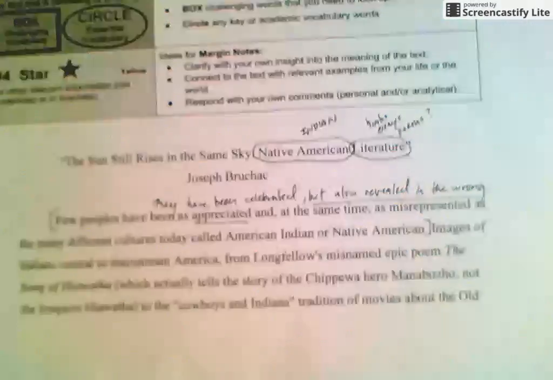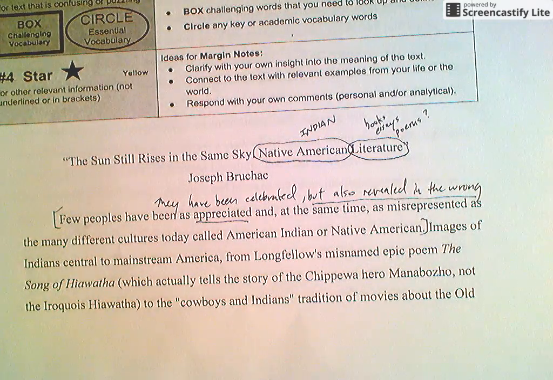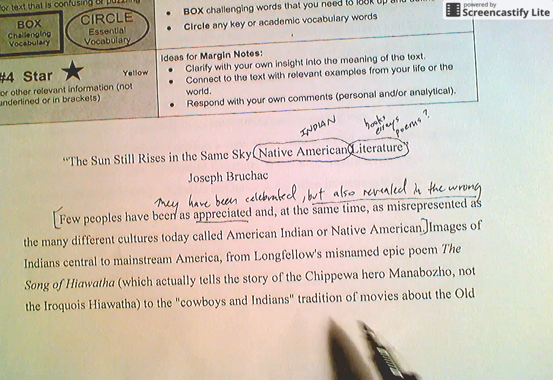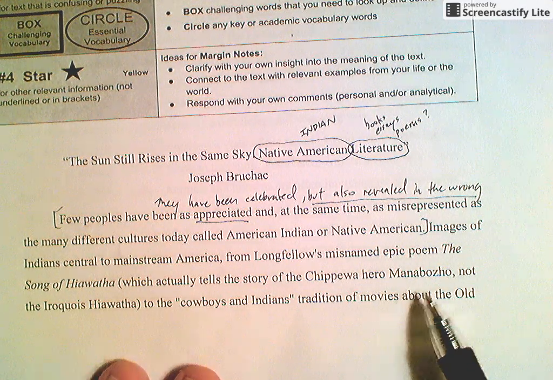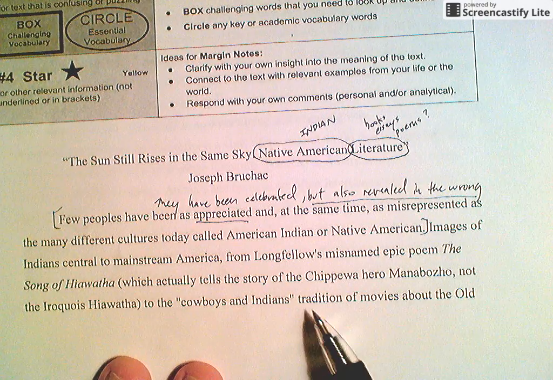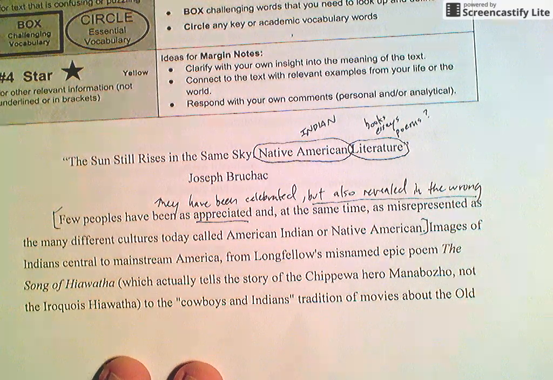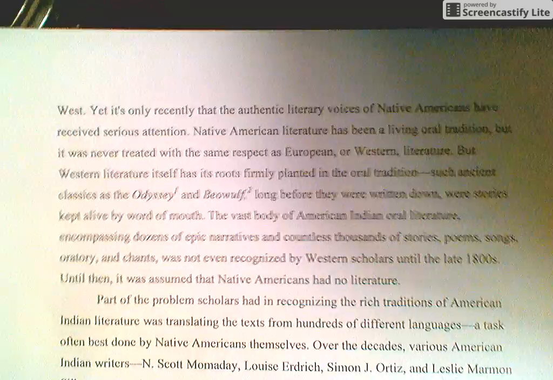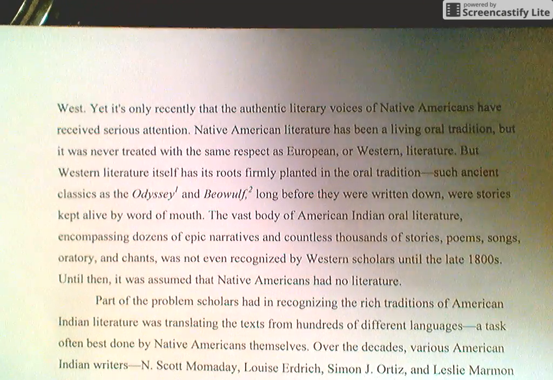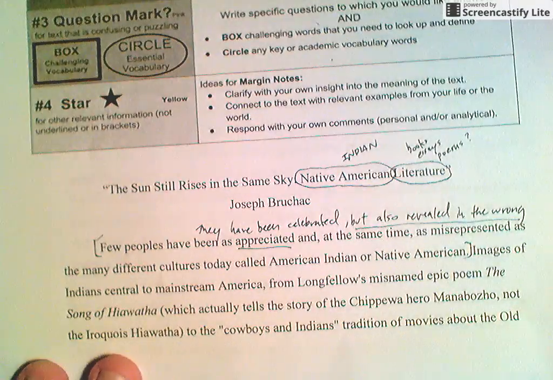Images of Indian central to mainstream America from Longfellow's misnamed epic poem, The Song of Hiawatha, which actually tells the story of Chippewa hero Mansaboso, not the Iroquois Hiawatha. Whoa, there's a lot of words in here. To the Cowboys and Indians tradition of movies about the Old West. Yet it's only recently that the authentic literary voices of Native Americans have received serious attention. Okay. So let's break this down for a second. I'm going to put a star next to this one.